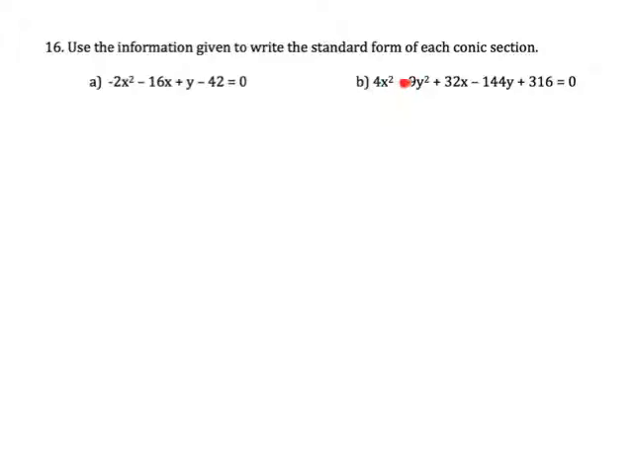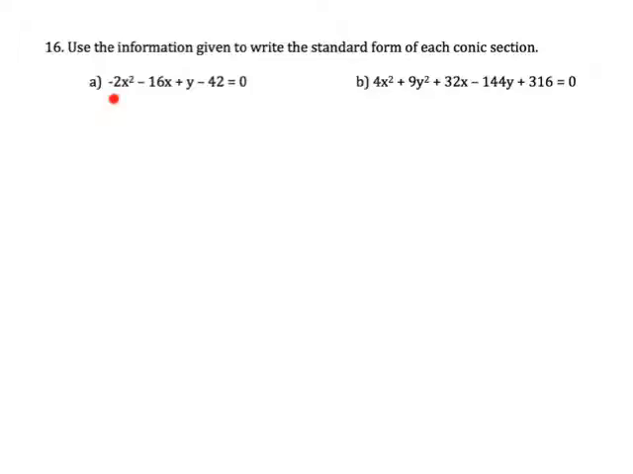Because this is positive here, they're both positive. It's a positive 4x squared and a positive 9y squared. You are going to have either a circle or an ellipse. If you had one of them subtracting, you would have a hyperbola. And then because these two numbers, the 4 and the 9, are different, that means it's an ellipse. So part B is going to be an ellipse.